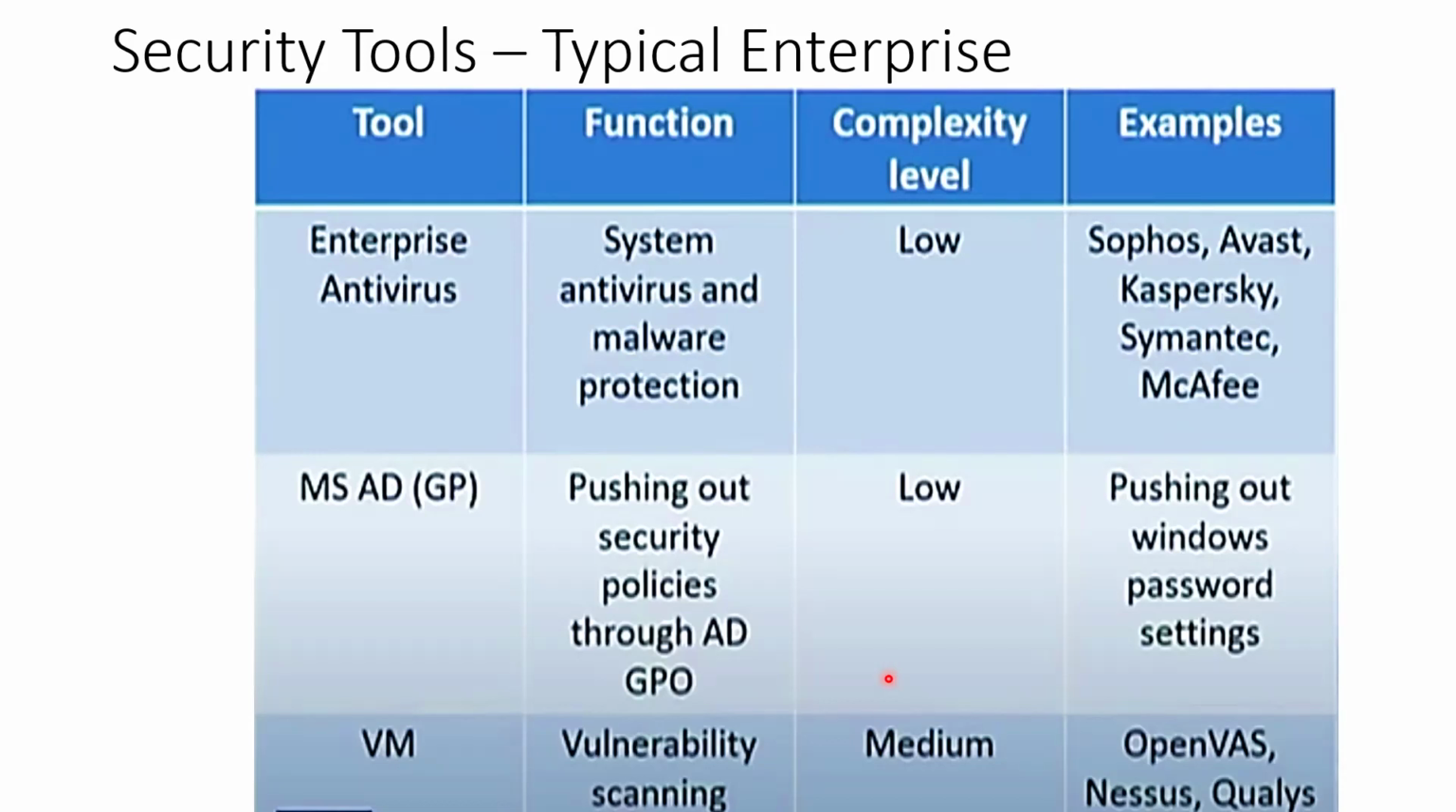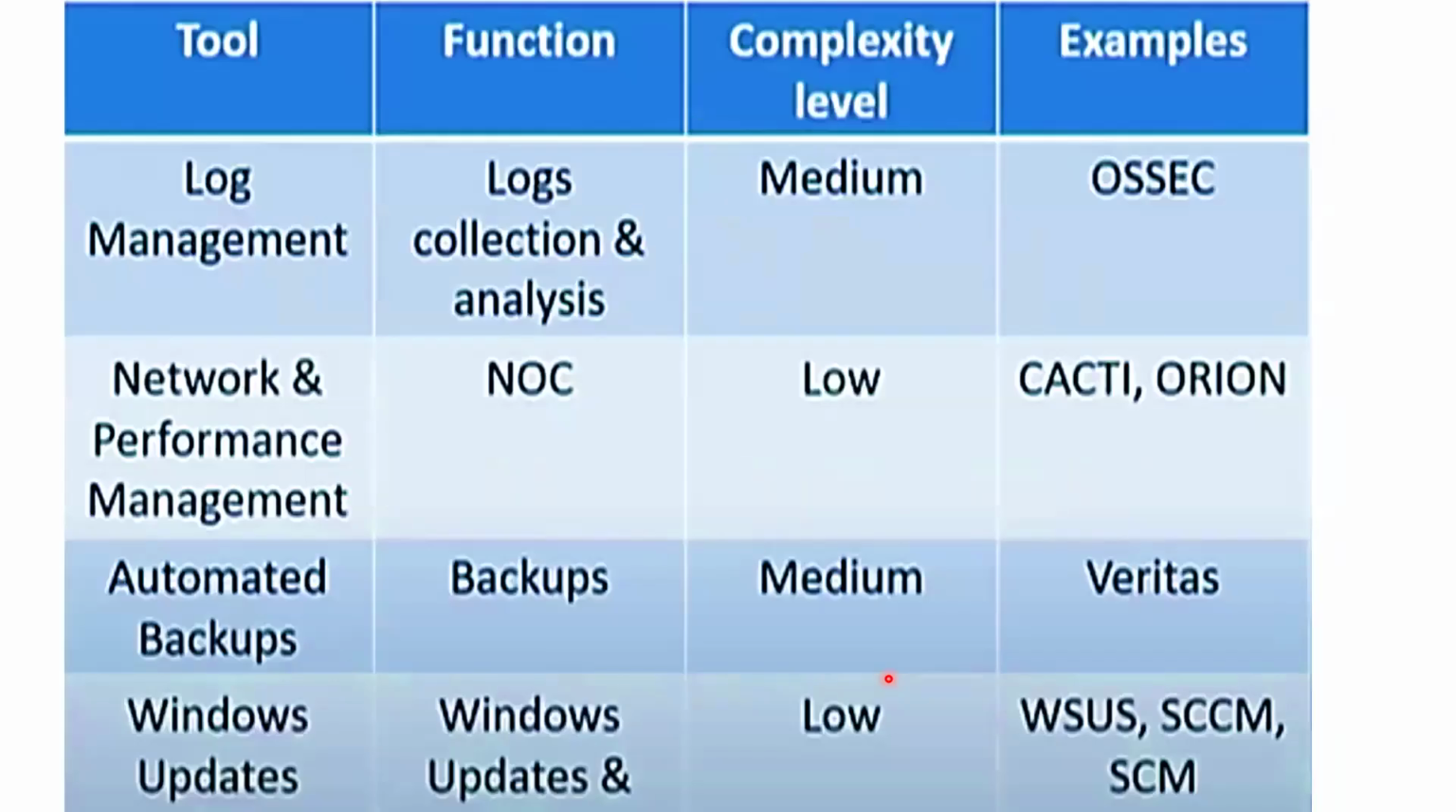Then comes vulnerability scanning, and its complexity is medium. OpenVAS, Nessus, and Qualys are used to identify vulnerabilities present in a system, device, or server. Then we talk about log management. We try to collect all the logs for analysis and to identify whether there is a security breach or not, and its complexity is medium, and OSSEC is used as an example of it.